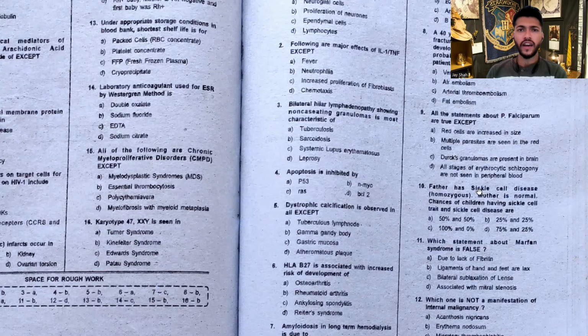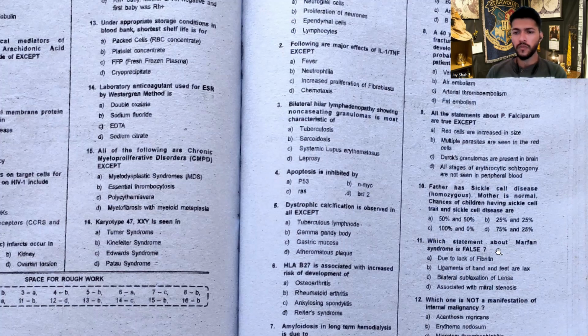Now, father having HbS, and mother having only HbA. So the children, all of them will have HbS, so all of them will be trait. But will any one of them have disease? No, none of them will have disease. So 100% trait and 0% disease.